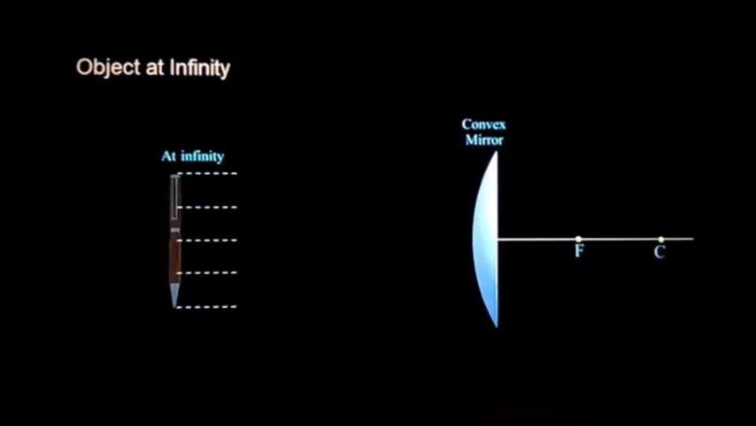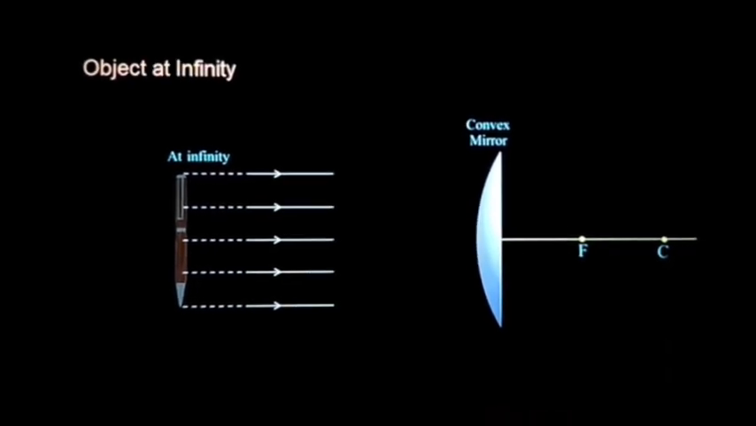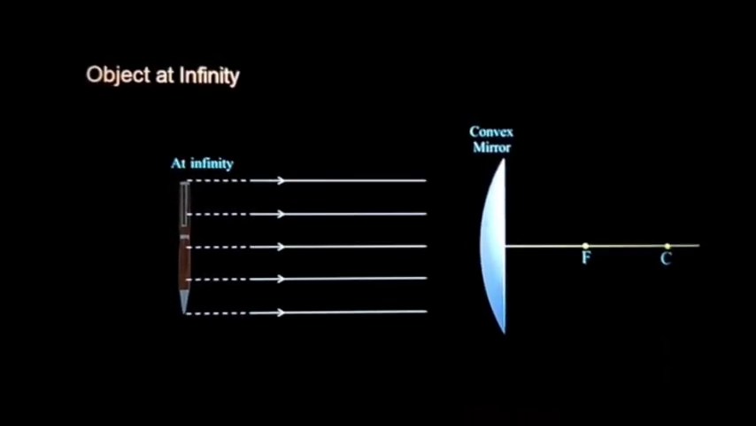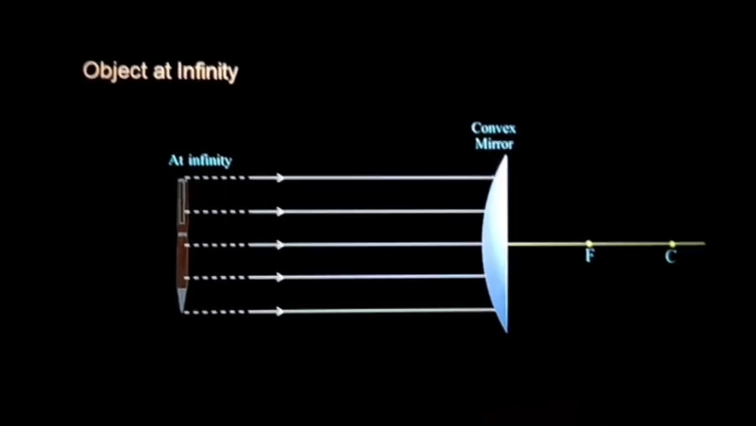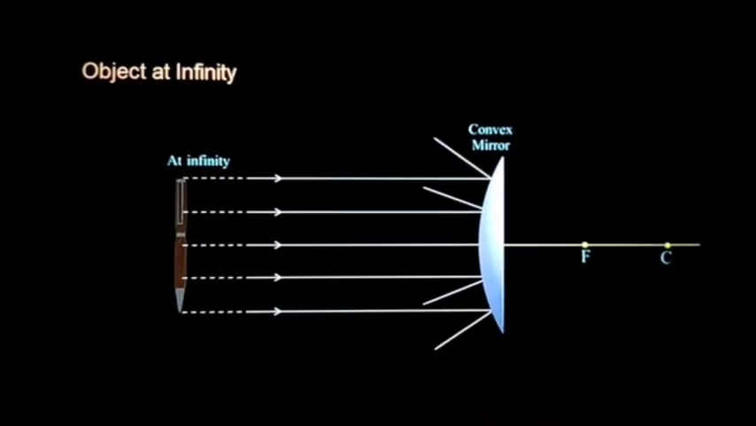Now, object at infinite distance for the convex mirror. Then we get the image behind the mirror and on the focus point F.